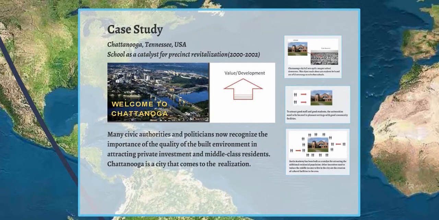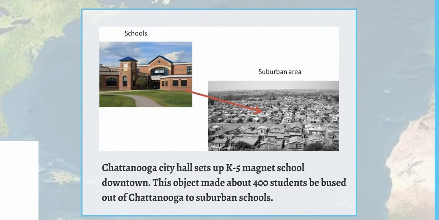Case study: Chattanooga, Tennessee, USA. School as a catalyst for precinct revitalization, 2000 to 2002. Many civic authorities and politicians now recognize the importance of the quality of the built environment in attracting private investment and middle-class residents. Chattanooga is a city that has come to this realization. Chattanooga City Hall set up a K-5 Magnet School downtown. This was because about 400 students were being bused out of Chattanooga to suburban schools.